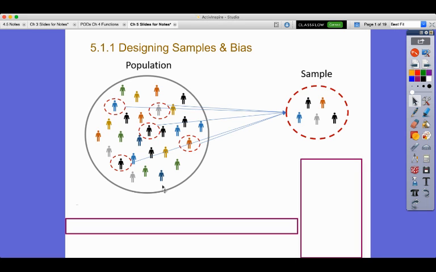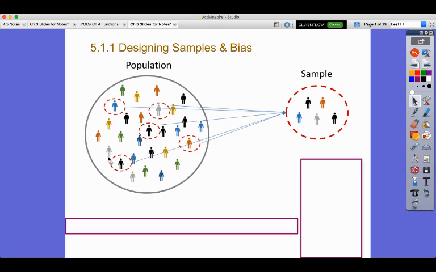All right, so we want to talk about designing samples. When we have a sample, our main goal is that this sample over here is representative of our entire population. And so we want to pick some people, and sometimes it won't be perfectly representative. Like this one, we didn't get any of the green people over there.